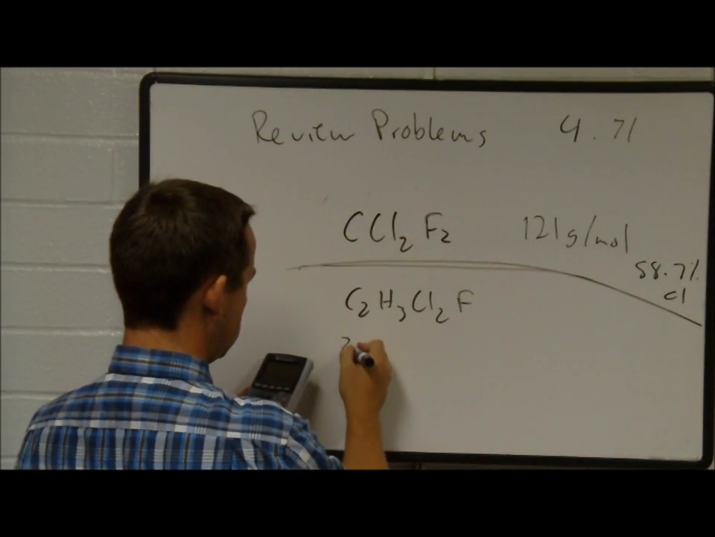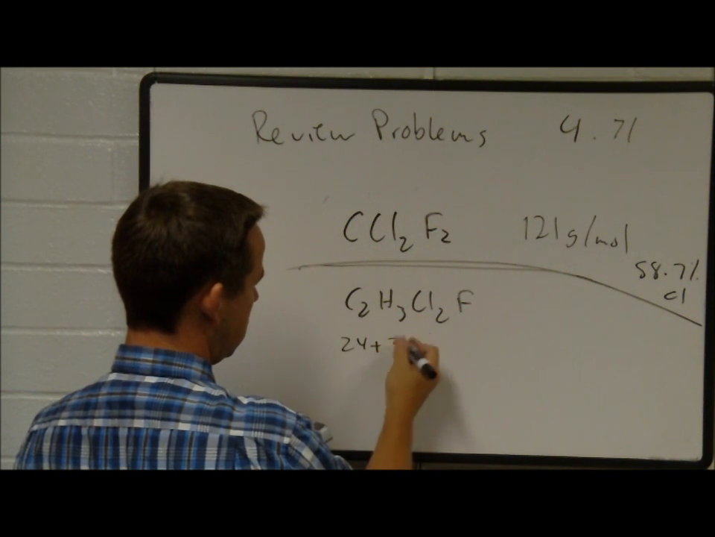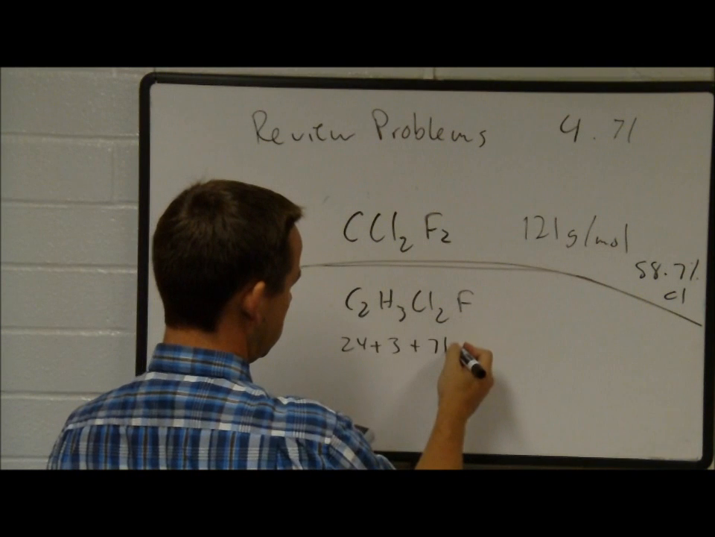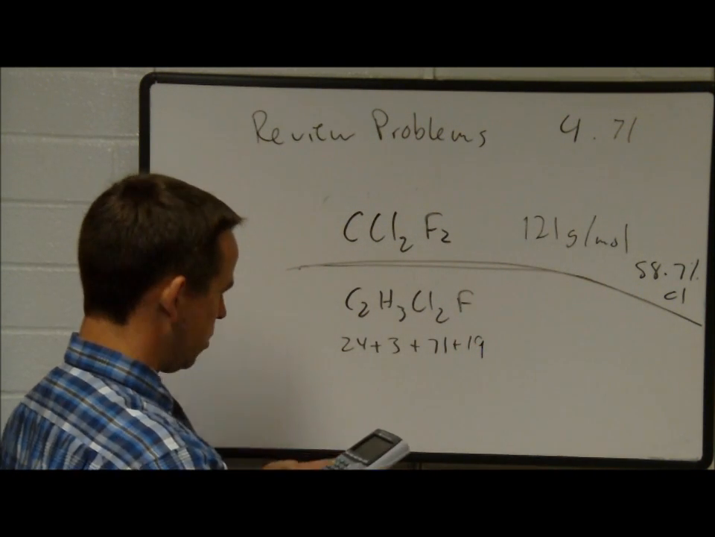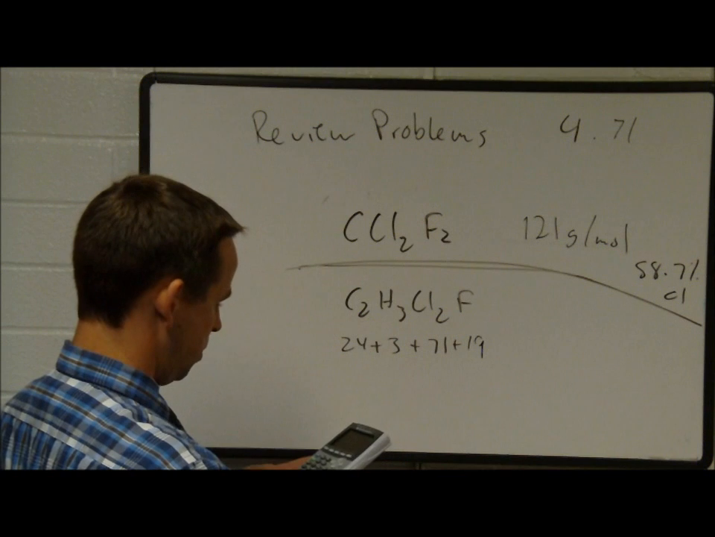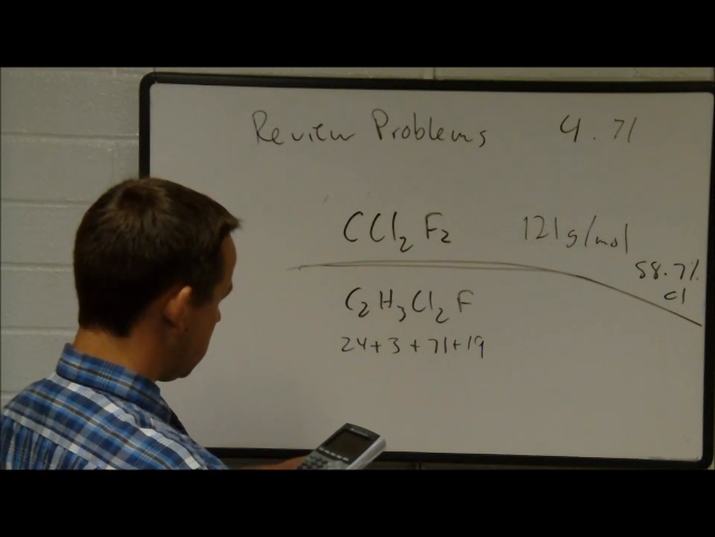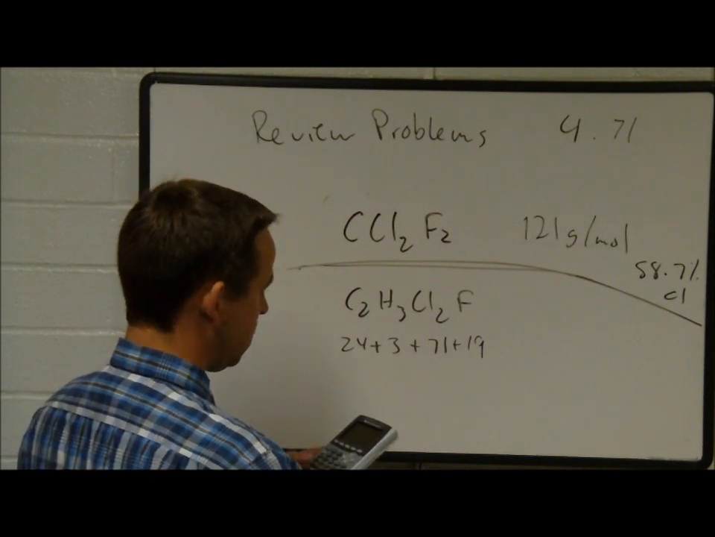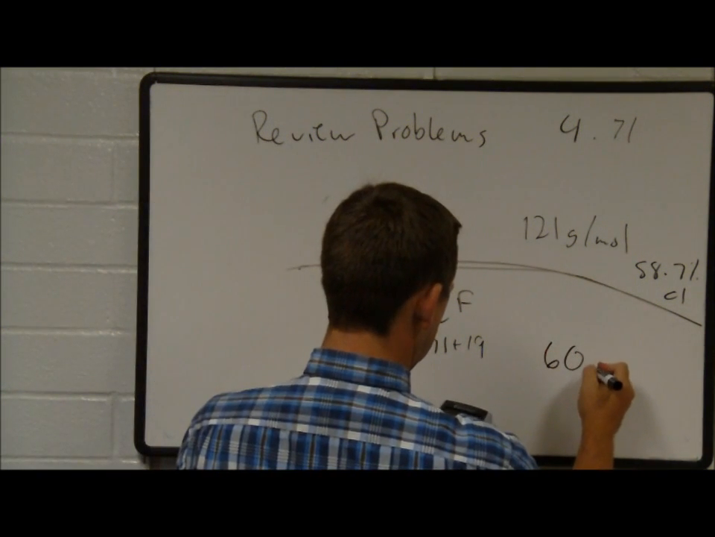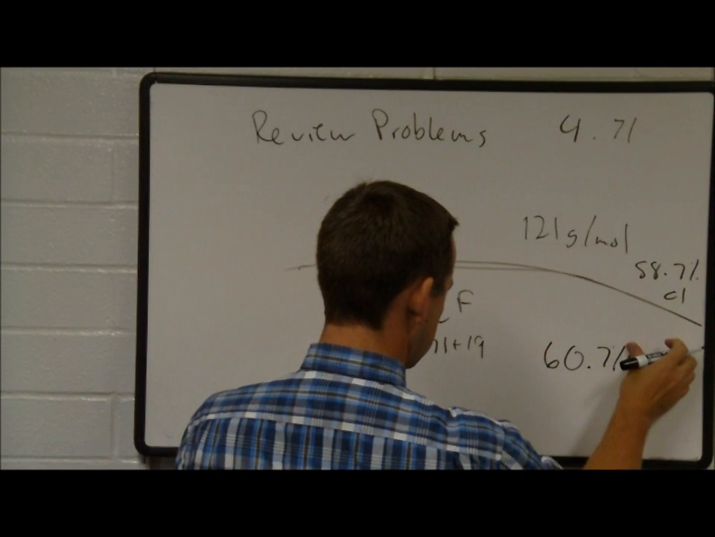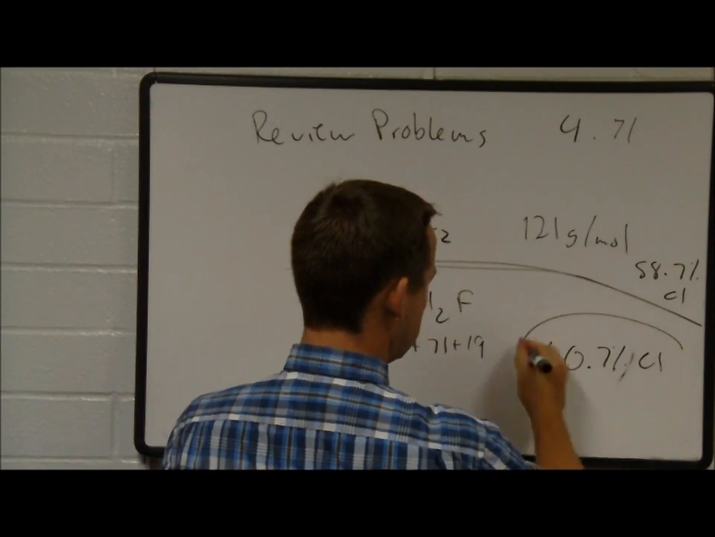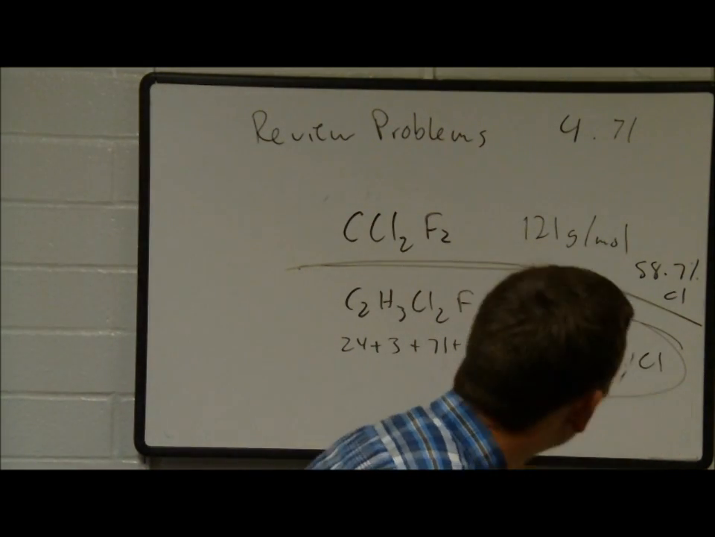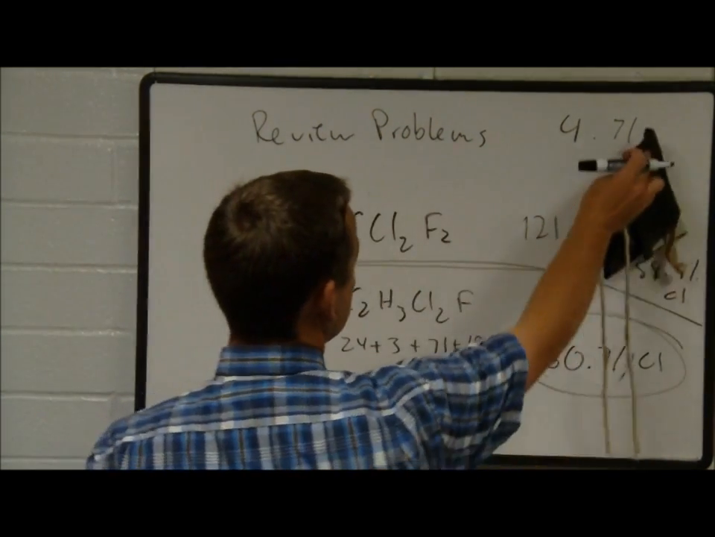Our second one, this is 24 here, this is 3, this is 35.5, which is 71 because there's 2 of them, plus 19. So we got 24 plus 3 plus 71 plus 19, that's 117. So we go 71 divided by 117, and that's 60.7%. So the second one has the higher percentage chlorine. That was 471. 473.